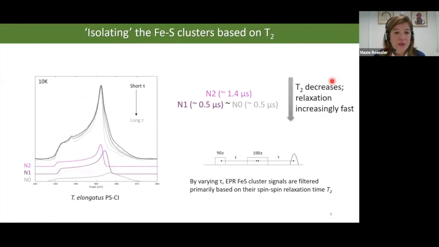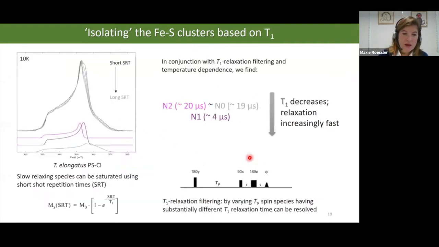So we looked at the T2 in the first instance. By varying the tau, and this is the basic Hahn echo sequence here, you can effectively measure T2. And you can see here that N2 has the longest T2, and we can start to effectively get out quite nicely this axial spectrum of N2, when we get to long tau values here in the sequence.